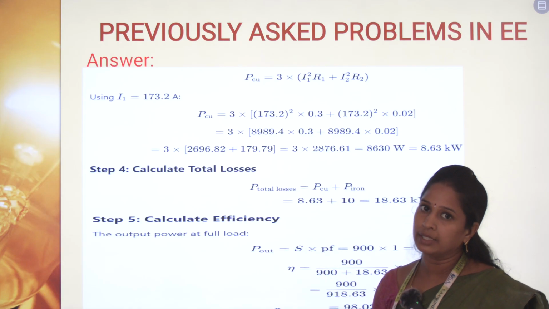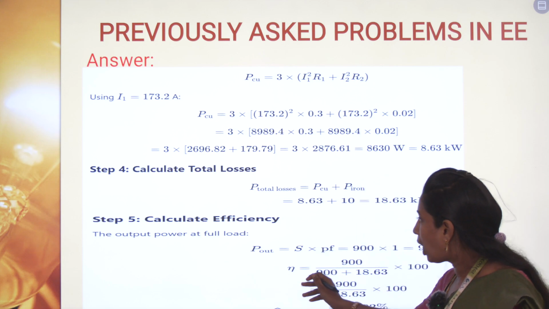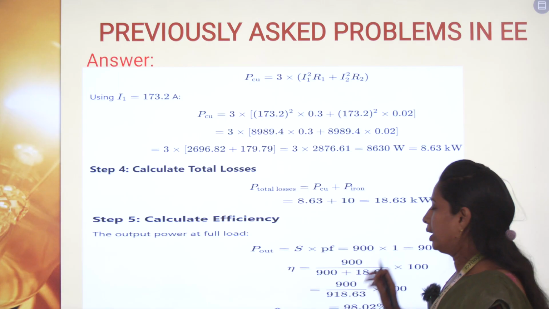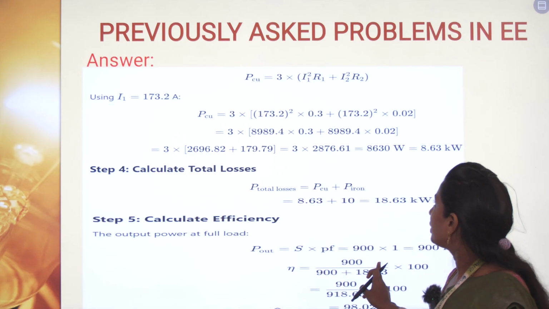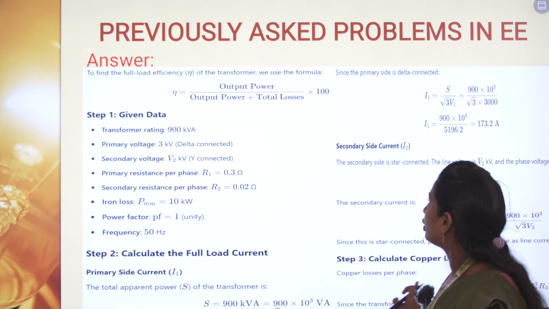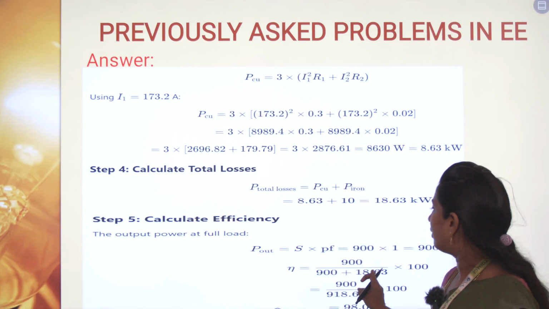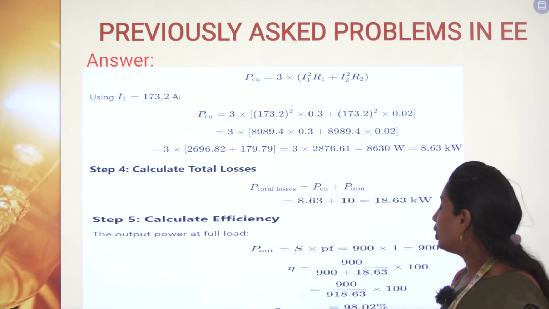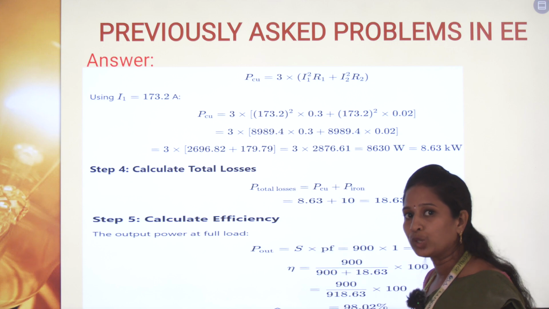Finally we need to calculate the efficiency of the system. The output power at full load, P out, is equal to S into power factor, so 900 into 1, which is 900 kilowatts. Efficiency is equal to, as I said in the previous slide, output power divided by output power plus total losses, into 100. We know all the values, so we substitute here. Then we get the efficiency of the given problem as 98.02 percent.